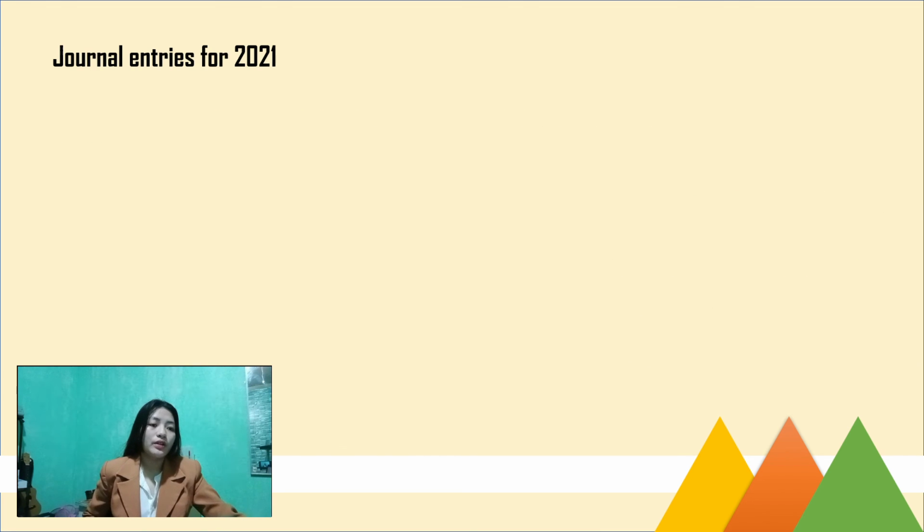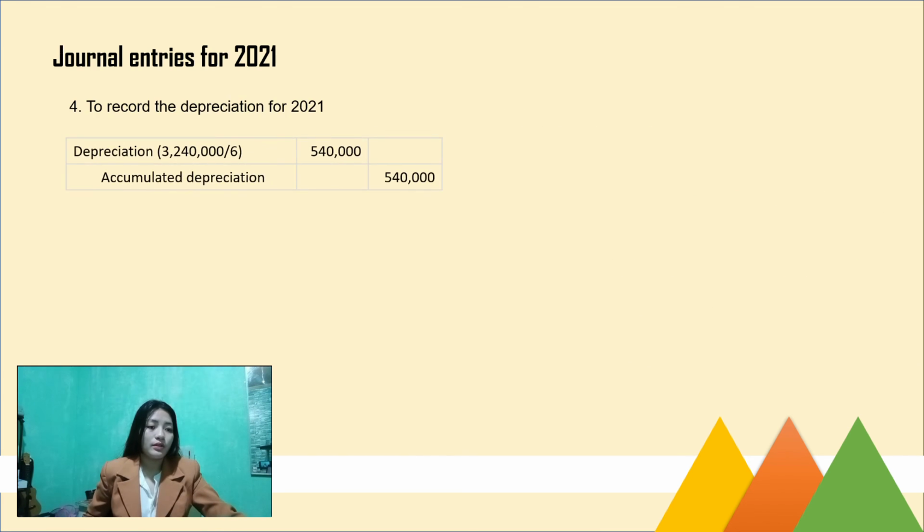Fourth, to record the depreciation for 2021. So, ito na yung sa end of the reporting period. Magre-record na tayo ng depreciation. So, we debit depreciation amounting to 540,000 and credit accumulated depreciation with the same amount. So, nakuha natin yung amount na to by dividing 3,240,000 to 6.